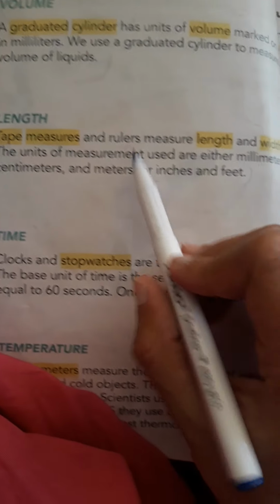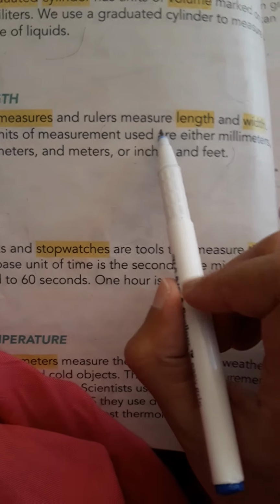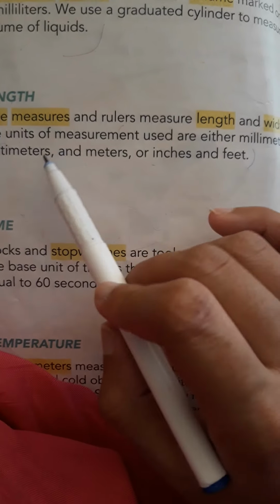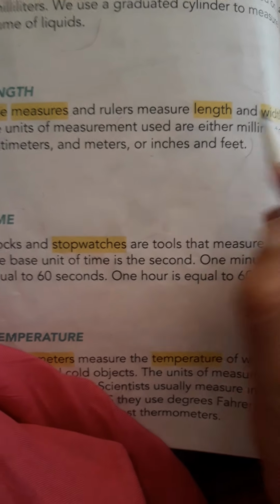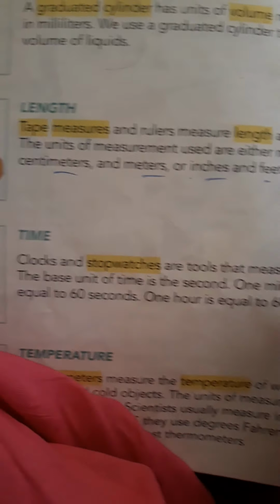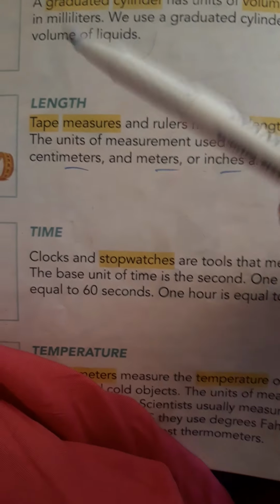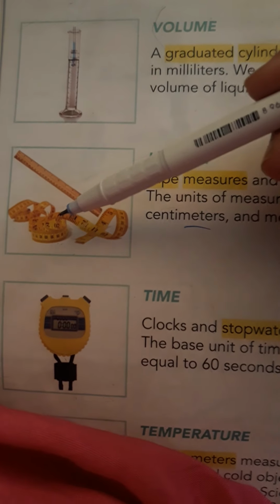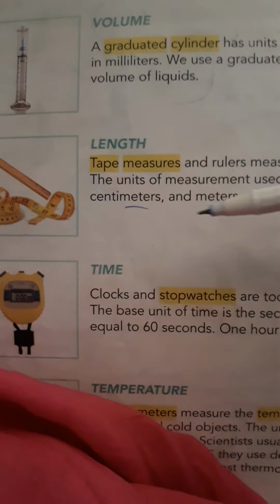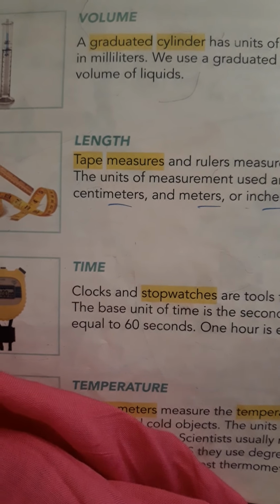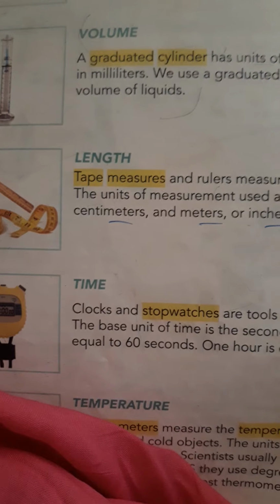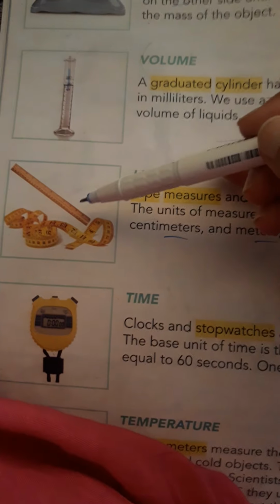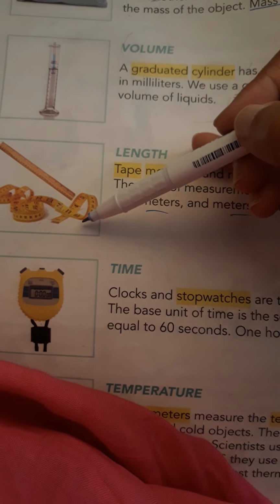Next is length. Tape measures and rulers measure length and width. The units of measurement used are either millimeters, centimeters, meters, or inches and feet. You have learned about these units in your math book. Okay, the length of any object is measured using this ruler or the inching tape. Okay, this is very easy because everyone has an inching tape in their houses. So the length of any object, which can be any object, your book, your chair, your hand, it is measured by using a ruler or an inching tape.